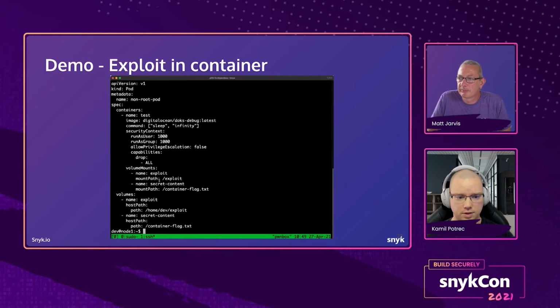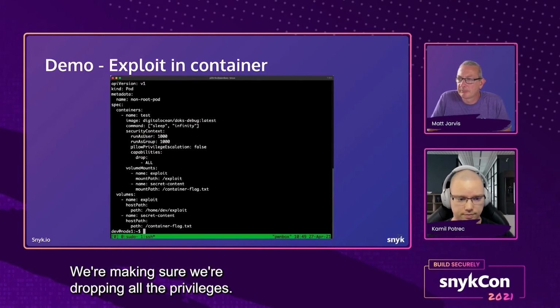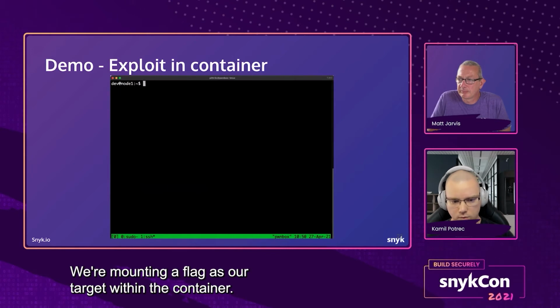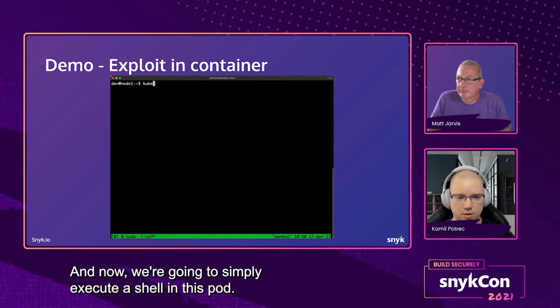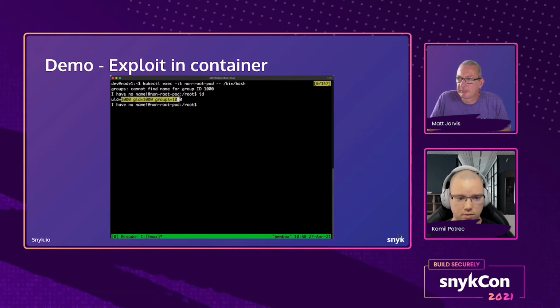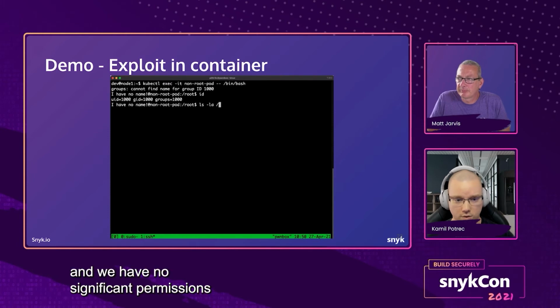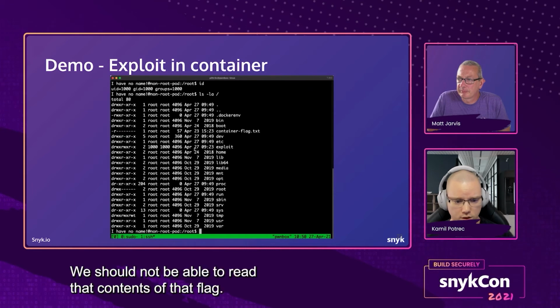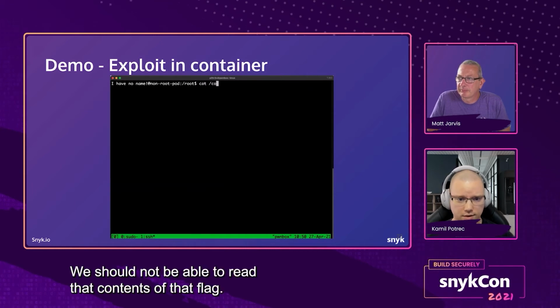I'm going to show you the pod specification again. There is our security context settings. Making sure we're dropping all the privileges. We're mounting a flag as our target within the container. And now we're going to simply execute a shell in this pod. You immediately can see that we're running as user 1000 and we have no significant permissions within the container. There is the flag that we mounted. We should not be able to read the contents of that flag.